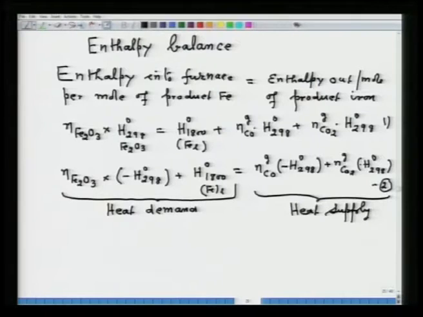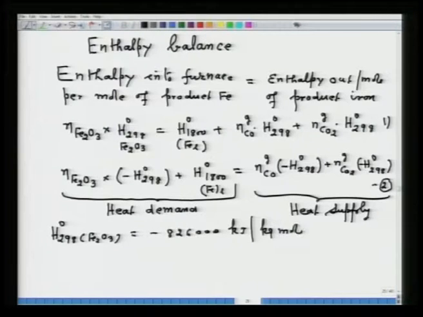Now, the set side correction here should be minus H naught 298. So now I have to find out their values, the heat of decomposition, all these values. I am giving you certain values. H naught 298 for Fe2O3, that is equal to the heat of formation of Fe2O3, and that is minus 826,000 kilojoule per kg mole Fe2O3.